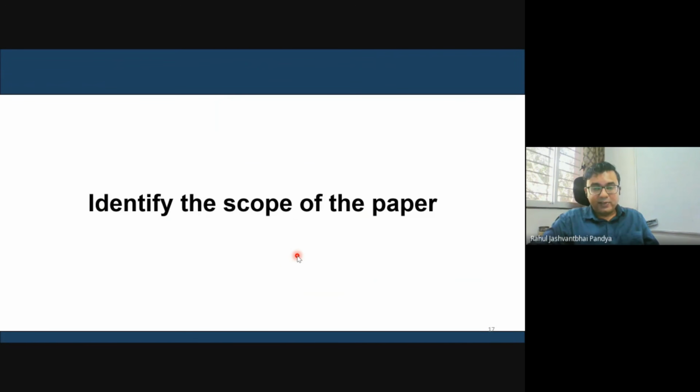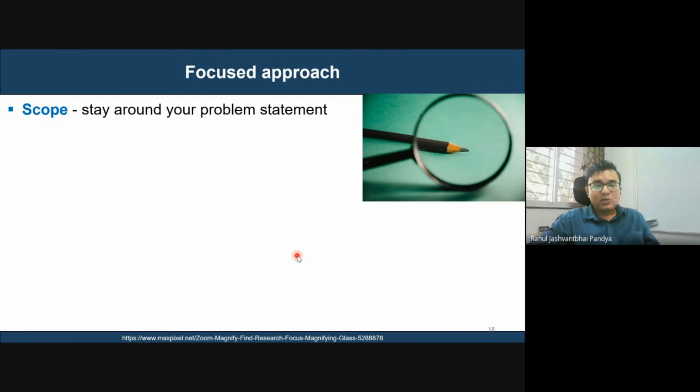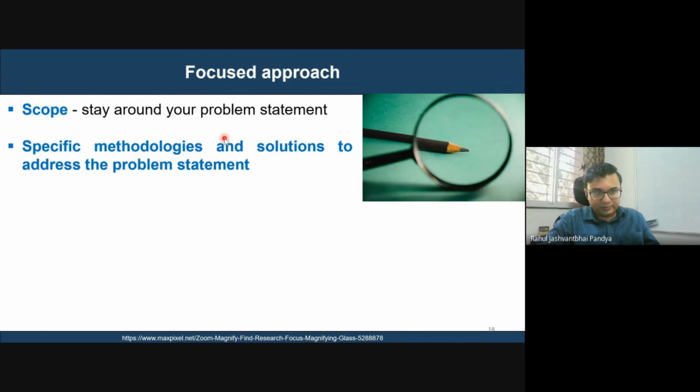Then we have to identify the scope of the paper. Generally, the scope stays around the problem statement only. It should not deviate from your problem statement. Let's say specific methodologies have been proposed around a problem statement. So let's say I got one problem statement. Around that, I have proposed 3 algorithms or 3 methodologies or 3 experimental setups. And these are the solutions to address the problem statement. There could be 3 different methods to address that particular problem statement.